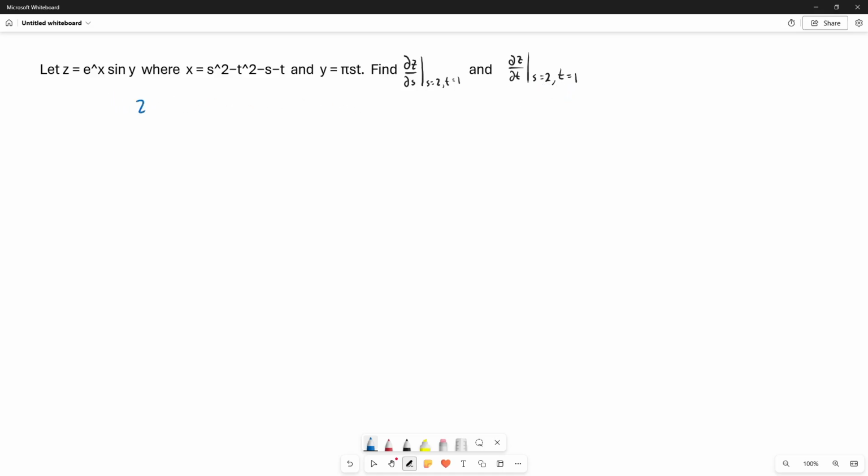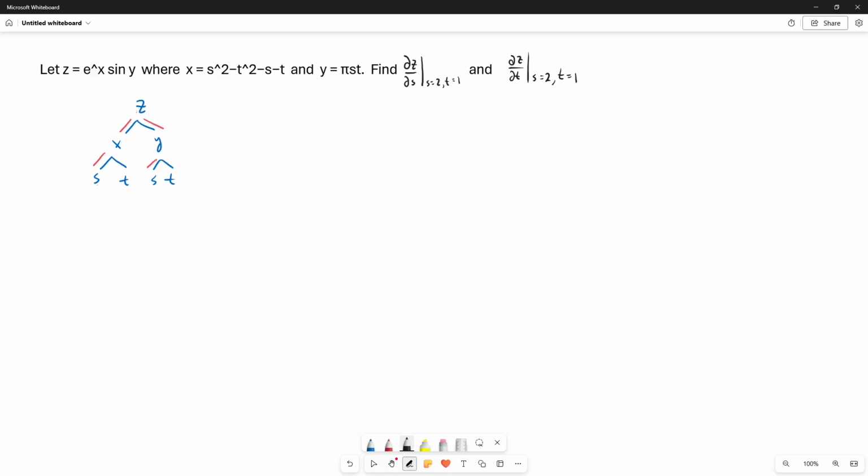So we have the variable z, which depends on the variables x and y, and then the variables x and y depend on the variables s and t. So we can see that z ultimately depends on s and t, and to find the partial derivative of z with respect to s, we look down the tree here at the branches that will take us from z to s. We have from z to x to s, and we have from z to y to s.